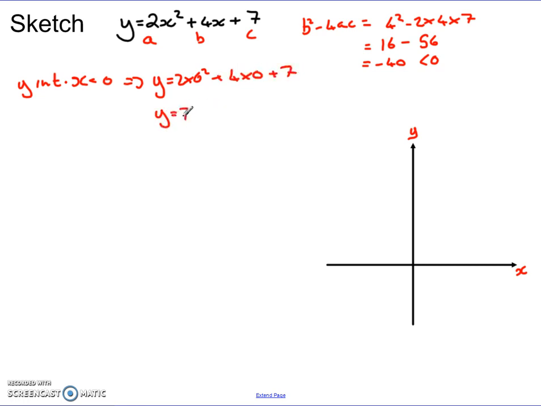In this case, y equals 7. So we know the y-intercept is still going to be somewhere up here at 7. But we want the turning point. Now to get that, what we have to do is put this in completed square form.